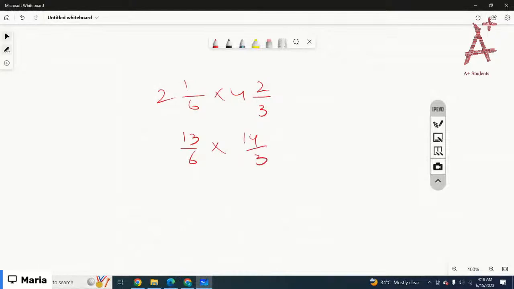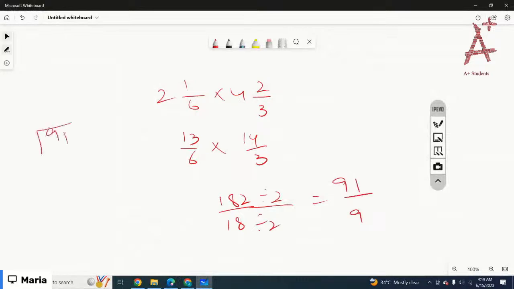You have to do numerator times numerator and denominator times denominator. So 14 times 13 would be 182, and 3 times 6 is 18. You can divide them by the common factor. You can divide them by 2. 2 times 91 is 182, and 2 times 9 is 18.